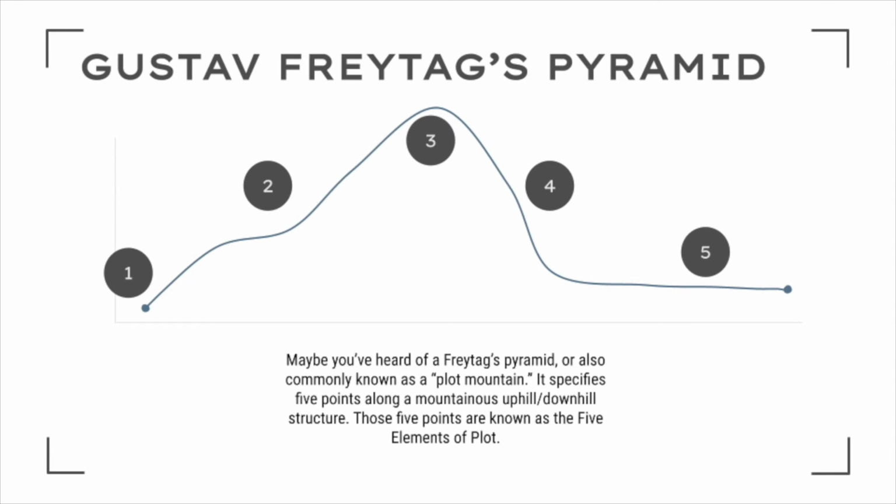Maybe you've heard of Freytag's pyramid. It's also commonly known as a plot mountain. And this is a picture of it. It plots 5 major points. The first is the beginning, the exposition. The second is a series of little points called the rising action. The third, the climax, the peak of the story. The fourth is the falling action, and the fifth is the resolution, or the end. These 5 points are commonly known as the 5 elements of plot.